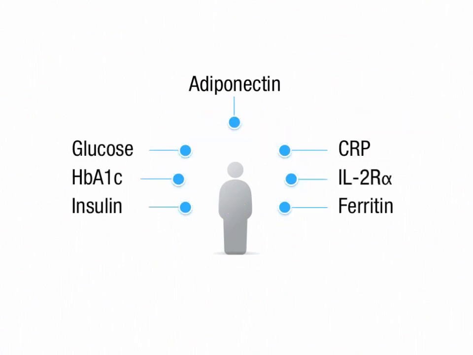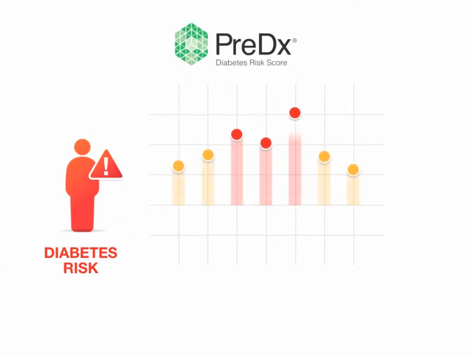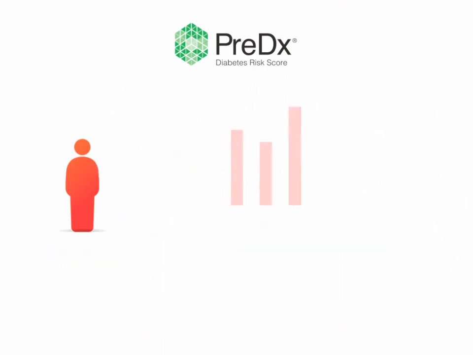The weighted contribution of the 7 PreDx DRS markers allows clinicians to not only identify those individuals at highest risk, but also provides them with biomarker-specific information that can lead to a better understanding of why their patients are at risk. Access to this type of data can have a significant impact in the clinical setting.